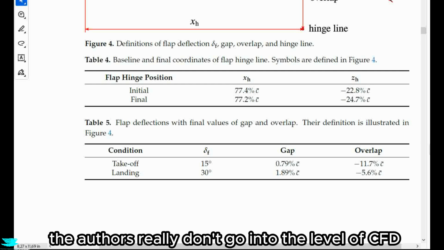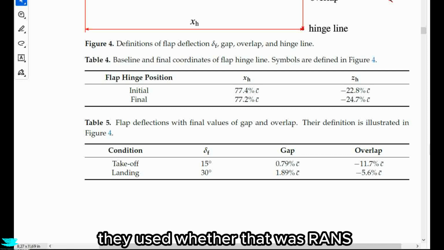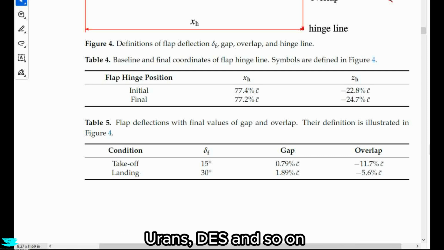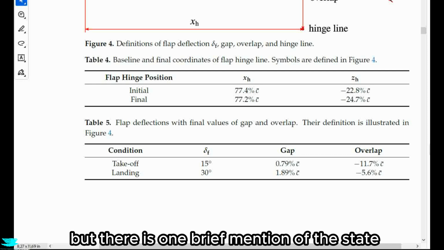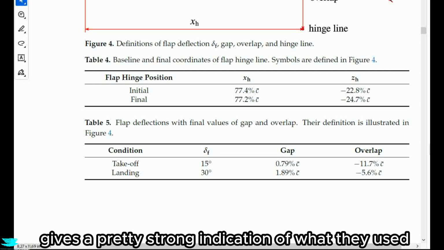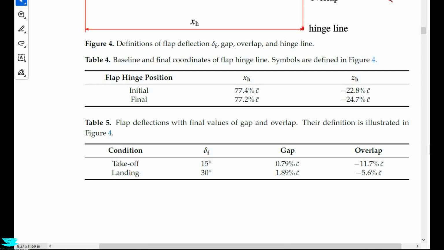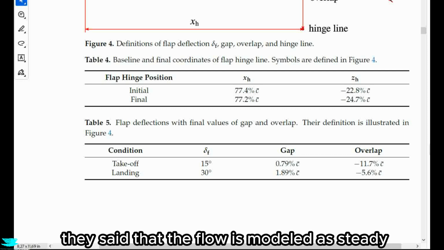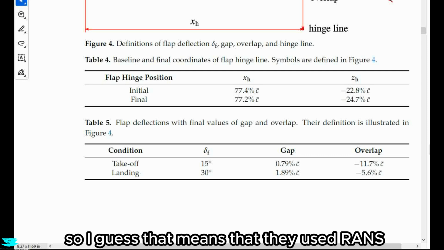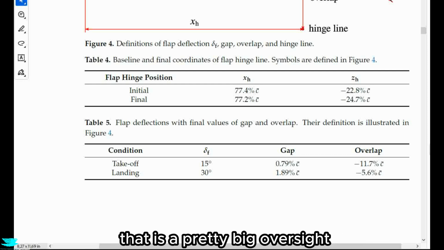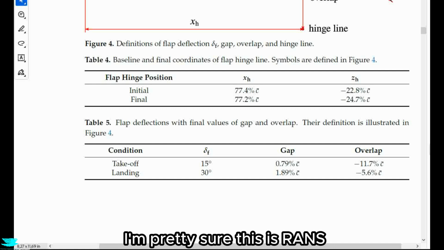Now the authors really don't go into the level of CFD they used, whether that was RANS, URANS, DES, and so on, but there is one brief mention of the state that gives a pretty strong indication of what they used. They say that the flow is modeled as steady and fully turbulent. So I guess that means that they used RANS. The fact that they didn't explicitly say that is a pretty big oversight, an important one. Anyway, I'm pretty sure this is RANS.